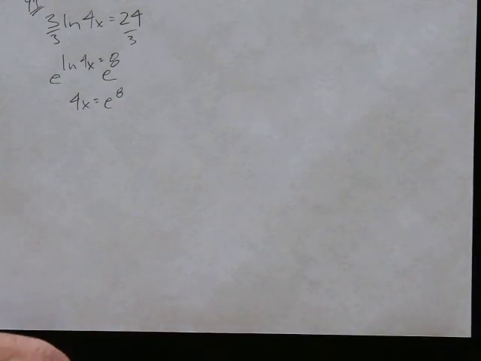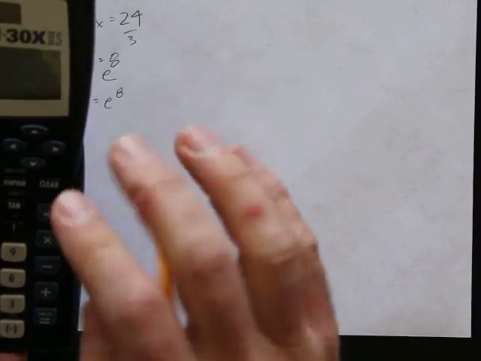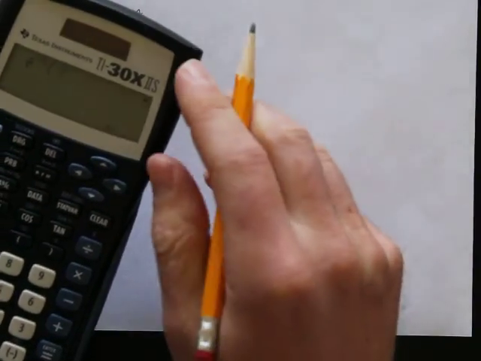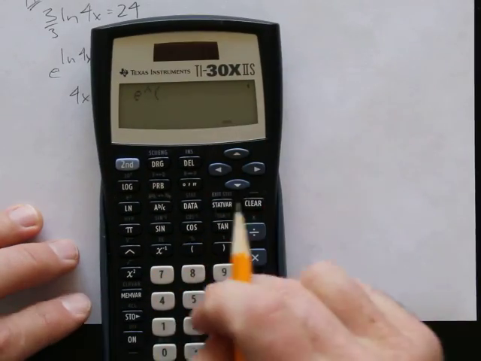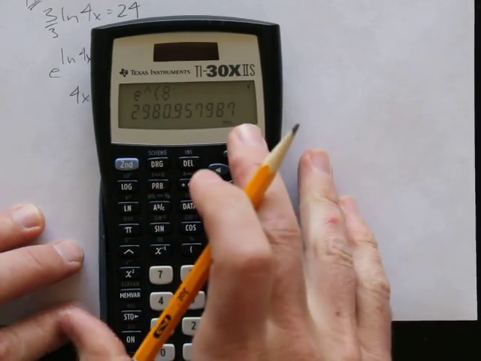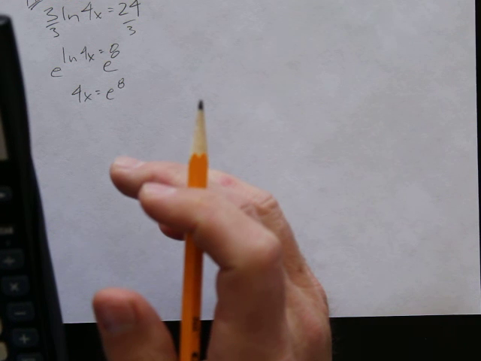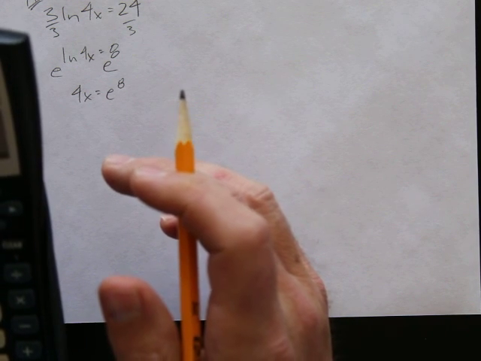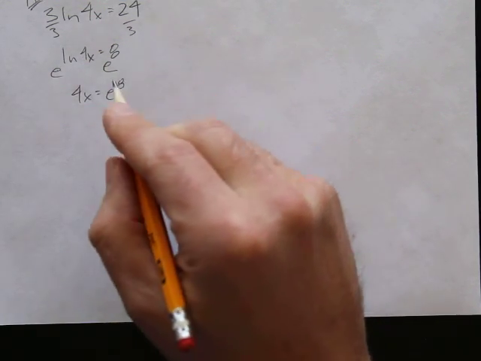So e to the 8th power. So now I get my calculator. I push second, and then I push the little e to the x button. So e to the 8th power equals 2,980.95798, blah, blah, blah.